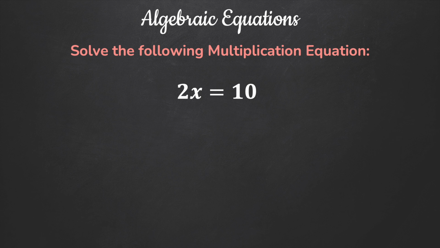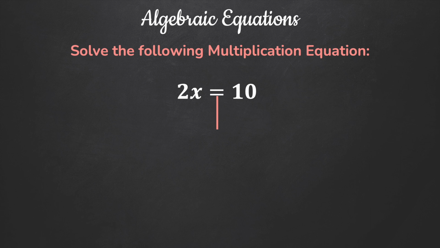Here we have a multiplication equation, which is 2x is equal to 10. Now, our goal is to figure out what x is equal to. So 2 times a number is equal to 10. And in order to solve that, we're going to isolate x. So basically get it by itself. And here we have an equation, but in our equation, we have two sides of it. We have our left side, which is equivalent to our right side.